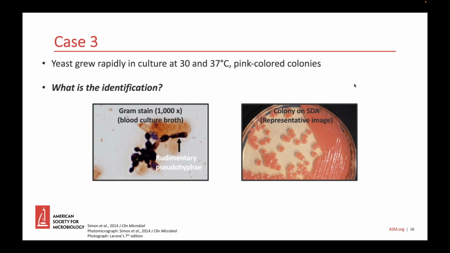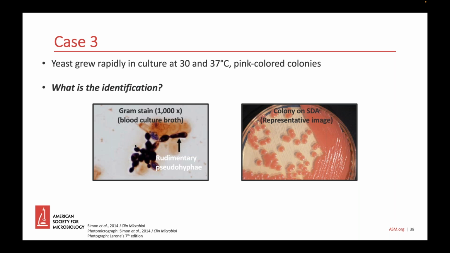The yeast grew rapidly in culture at 30 and 37 degrees Celsius, rendering these pink-colored colonies. Again, so what is your identification? I'm showing you the blood culture Gram stain. We've got some narrow-base budding yeast, and maybe a rudimentary pseudohyphae. So not too much there. We're not seeing loads of pseudohyphae and true hyphae, so I think we could kick out things like albicans and some of the other Candida species.